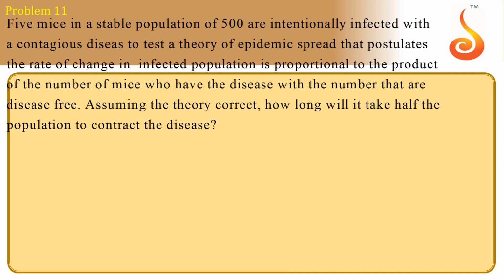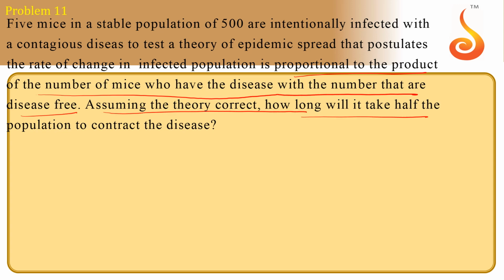Next problem. Five mice in a stable population of 500 are intentionally infected. The context is to test a theory of epidemic spread that postulates the rate of change in infected population is proportional to the product of the number of mice who have the disease with the number that are disease free. Assuming that the theory is correct, how long will it take to halve the population?